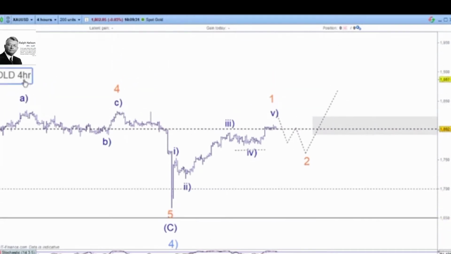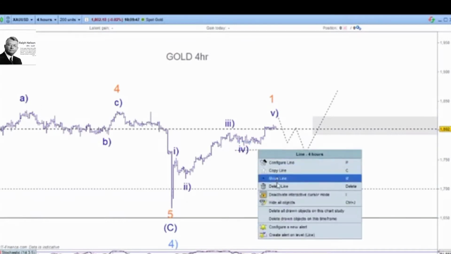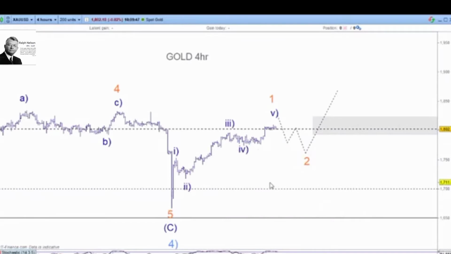The impulse wave for wave 4 here is 1, 2, 3. Nice wave 4 because it's nice and sideways and complicated. There's a couple of different ways you could count this. I've got it on that particular low just here, and this is the 38.2% retracement level, which we never came back to, so that shows a little bit of strength.